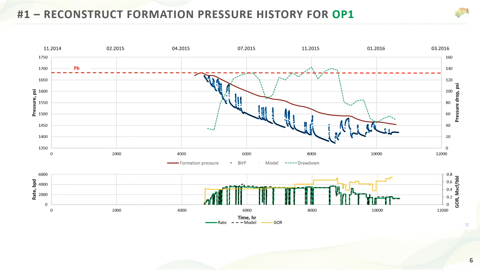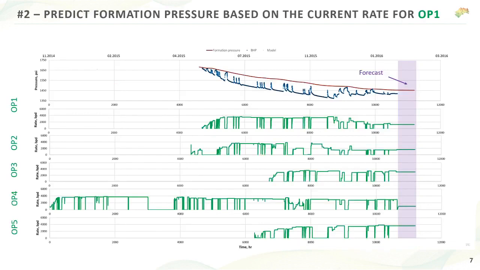And we can see also the history of a pressure drawdown. You see it was high in the beginning, and then lately it's been decreasing along with the rates, right? Also, we can build some prediction of formation pressure, and we can see that if we keep the current rates of all these 5 wells, we will see a slight additional decline in the nearest month, right?